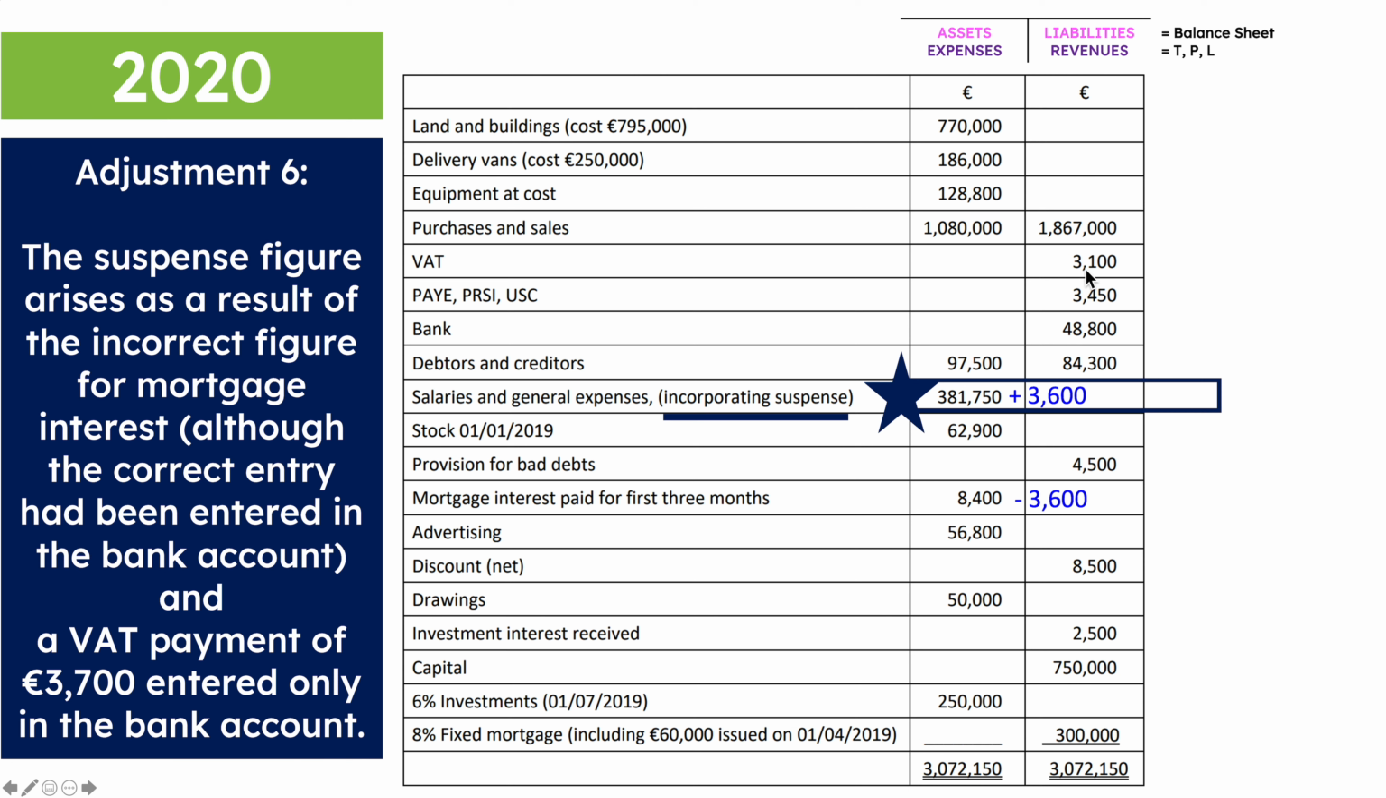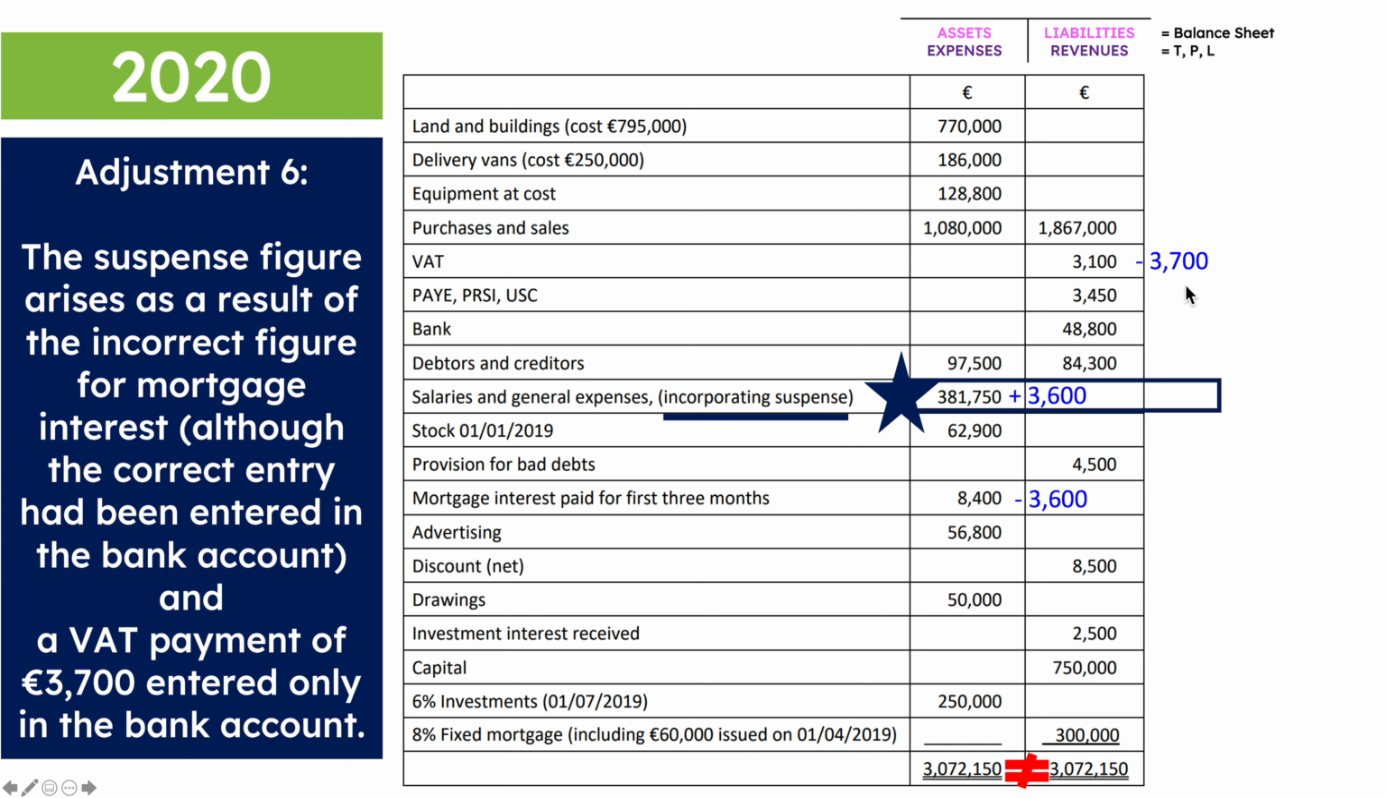So we see here the VAT is 3,100. That is a liability. So they owe 3,100 VAT. But if they paid 3,700 towards that, we would minus 3,700. So the liability would reduce. Now that's going to mean you're going to have 600 overall balance on the debit side, but we'll see how that looks in a second.